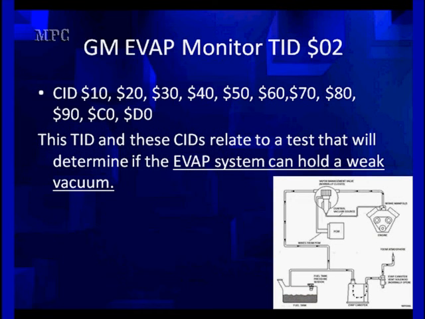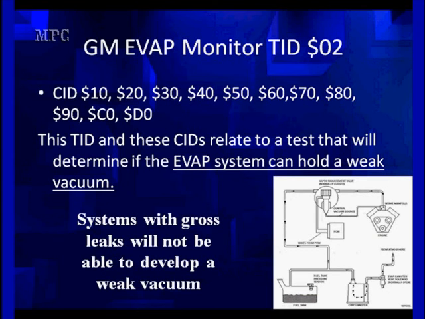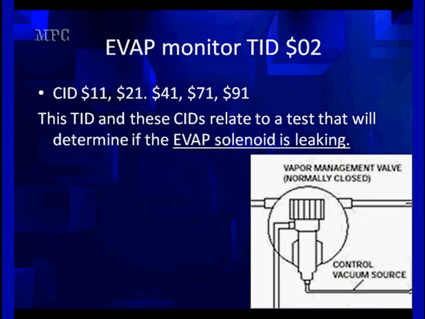TID 2, SID 10, 20, 30, 40, 50, 60, 70, 80, 90, CO, DO. These systems cannot hold a weak vacuum. What happens is we close the system up and try to pull a weak vacuum. Systems with gross leaks will not be able to develop a weak vacuum. It's leaking out faster than we can build it up. We're going to use the fuel tank pressure sensor. We'll show you more about that in a moment.